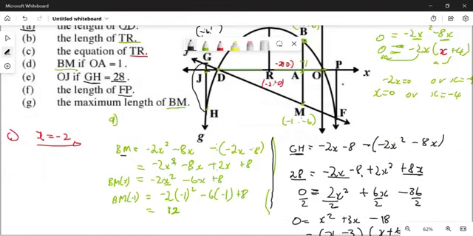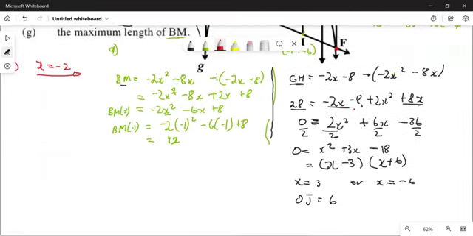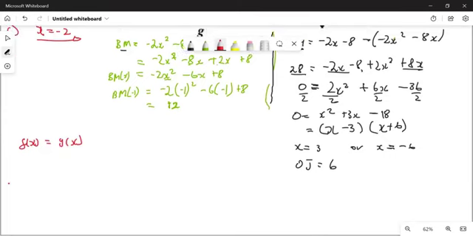Calculate the point of intersection of both graphs, g of x and f of x. Sure, let's start with that then. So we are going to say we have f of x equal to g of x. And then we know what f of x is. F of x is given as minus 2x minus 8, minus 2x squared minus 8x. What should I do from here?